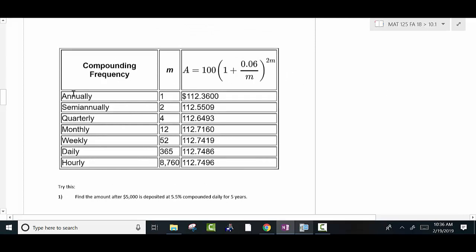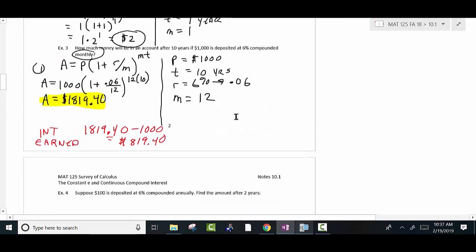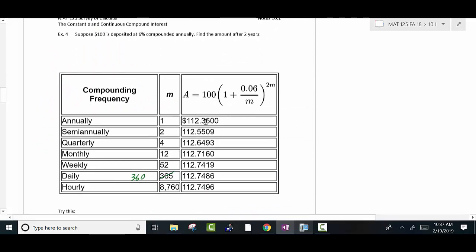Okay, so what I wanted to show you here is a kind of chart. If you're doing annual interest, M is 1, semi-annual 2, quarterly 4, and so forth. If you do daily, a lot of times you'll see 365 or sometimes 360. Sometimes it's a common practice to use 360, okay? Hourly would just be taking that 365 times 24 to get that, okay? And notice on here what's happening is, the more often you compound, what happens to the amount of money? It grows, right? That's what you would expect to happen, okay?